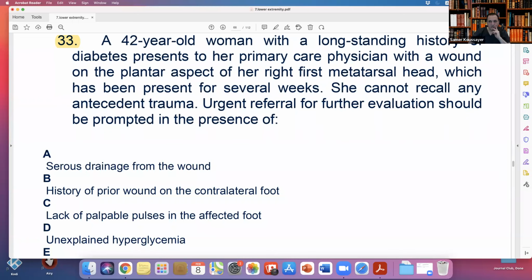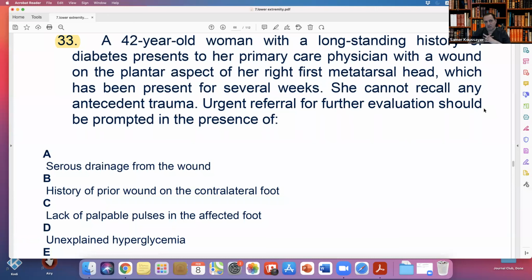So before we go there, let's see what she has. She has diabetes, and she has an ulcer. When we do an urgent referral, it is because of an infection, or anticipation of an infection or gangrene.